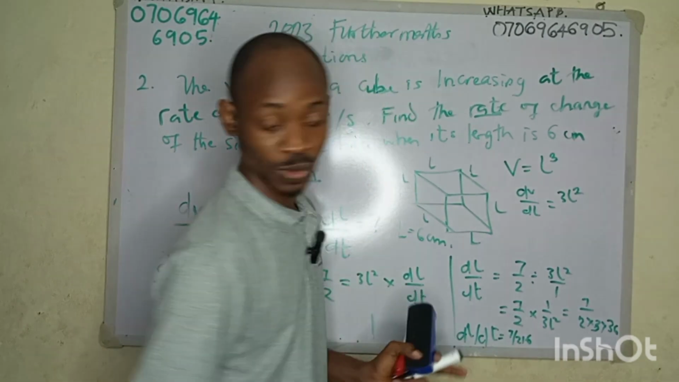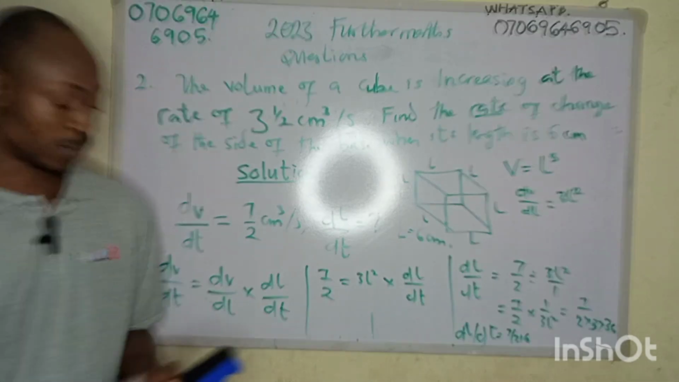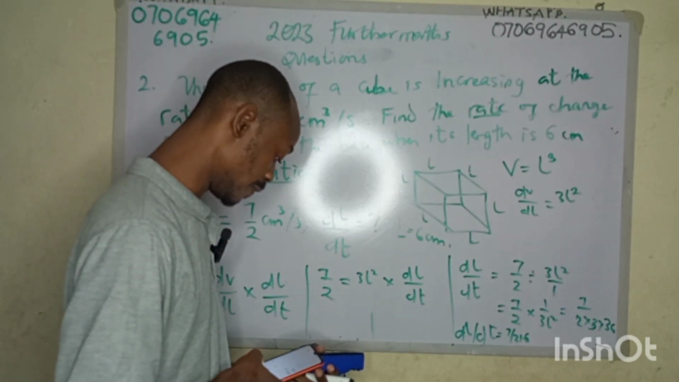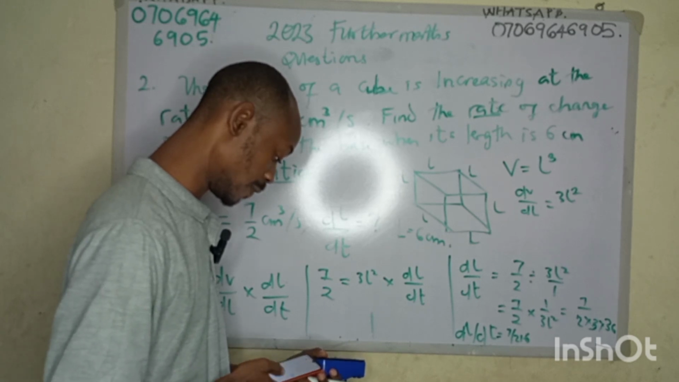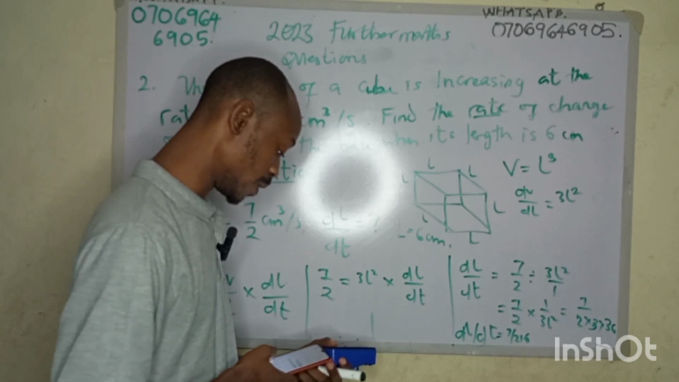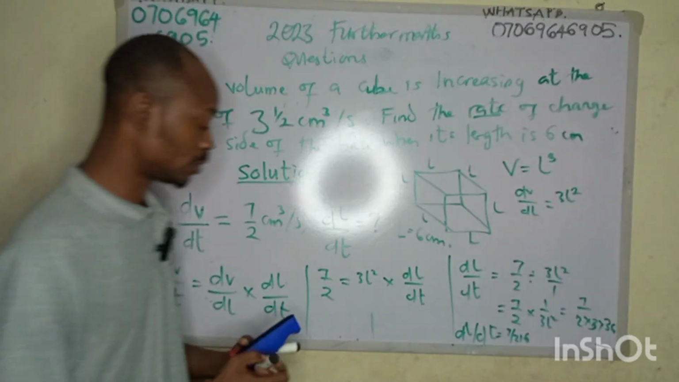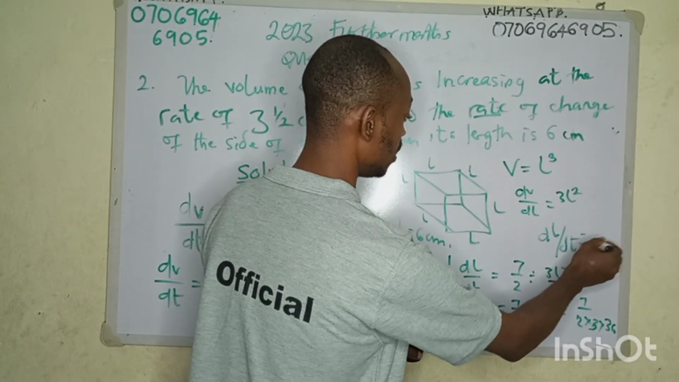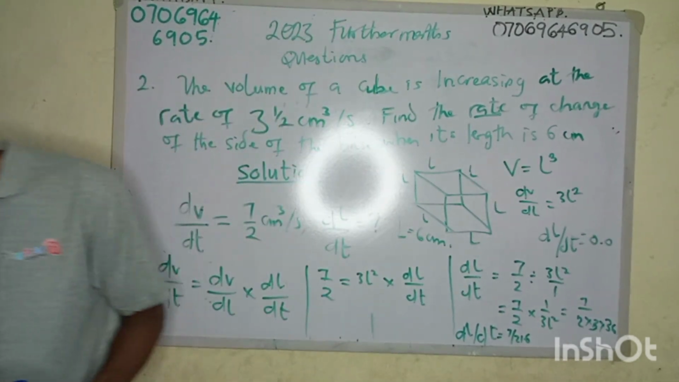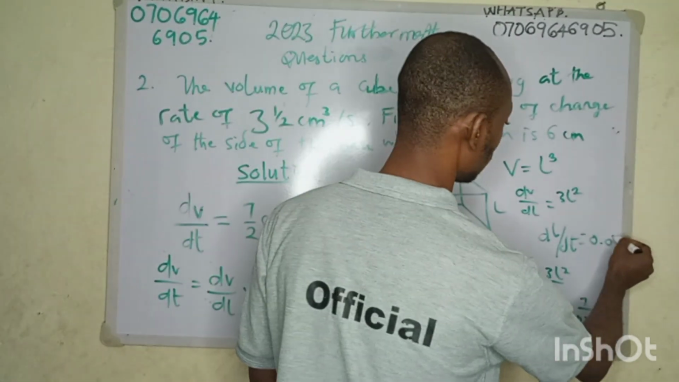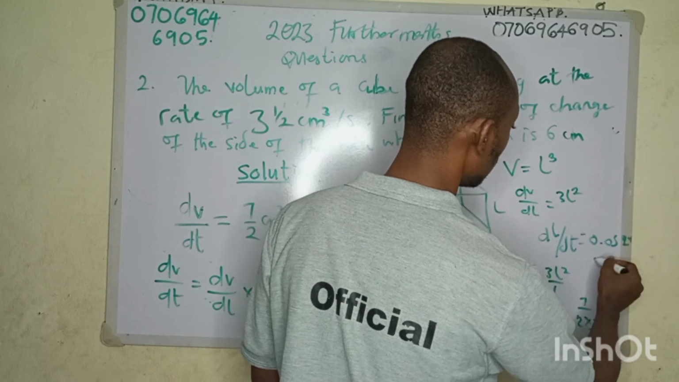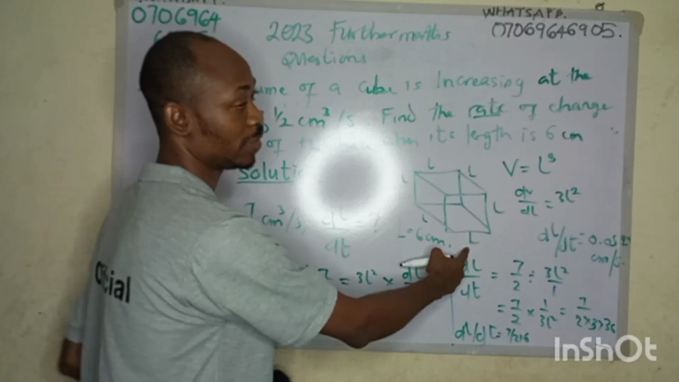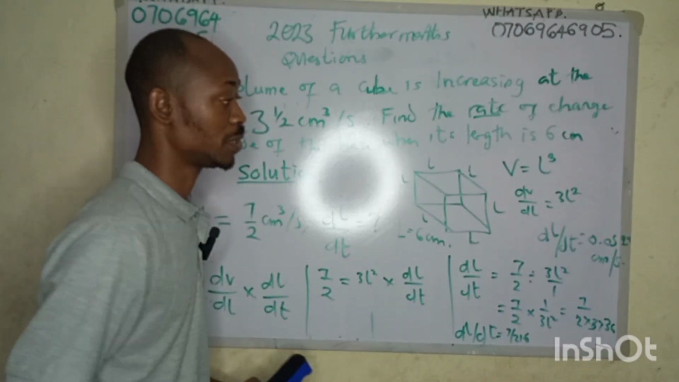So 7 divided by 216 should give us 0.0324. So the dl/dt, let me write it down, dl/dt is 0.0324 per centimeter per second. All right, centimeter because it's just length we are looking for. All right, so that's number 2 question.